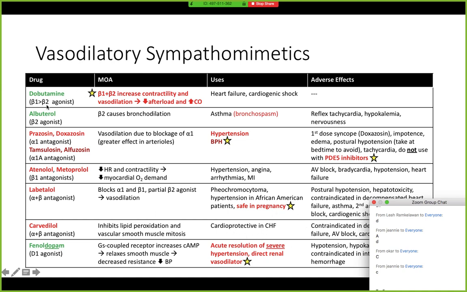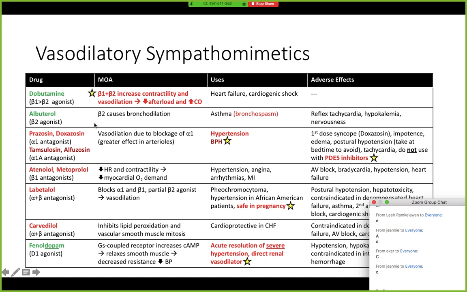So dobutamine. Dobutamine is a beta 1 and beta 2 agonist, preferentially beta 1. So it's going to increase contractility through beta 1 stimulation, and then it's going to vasodilate through beta 2 activation, which is going to decrease afterload and then increase cardiac output, and that's due to the increase in contractility and heart rate.